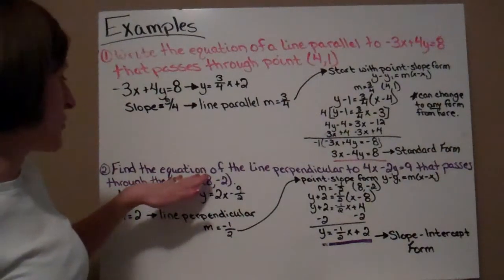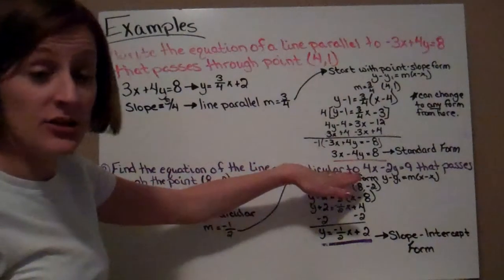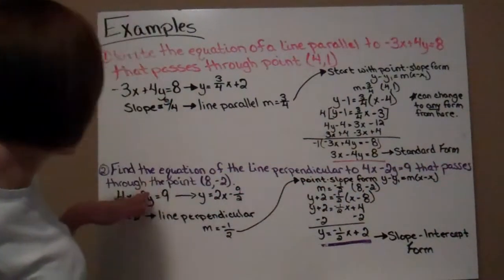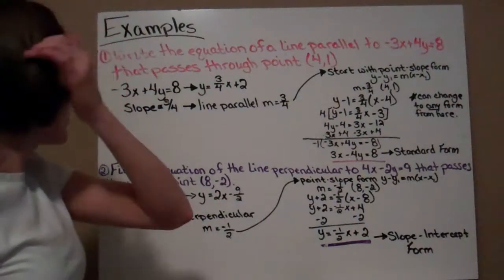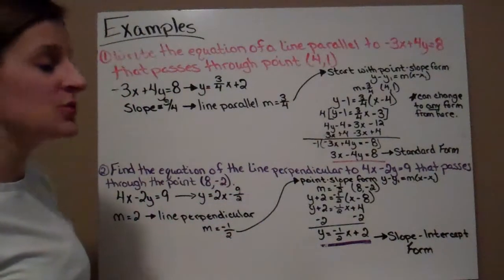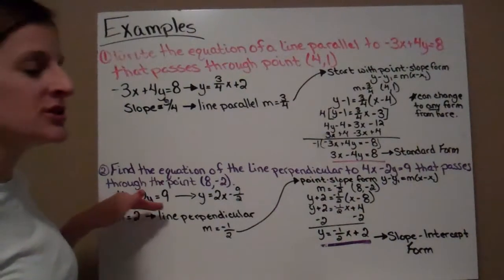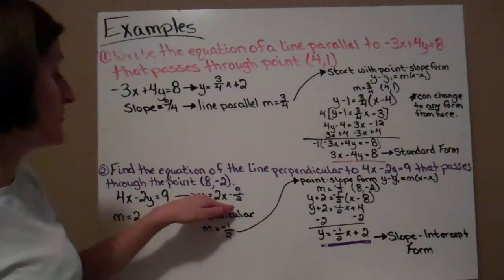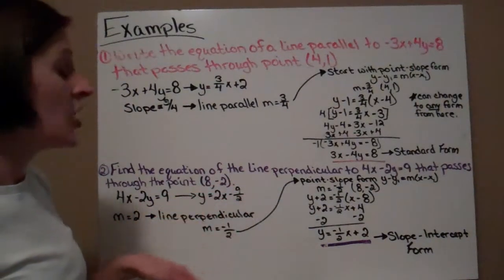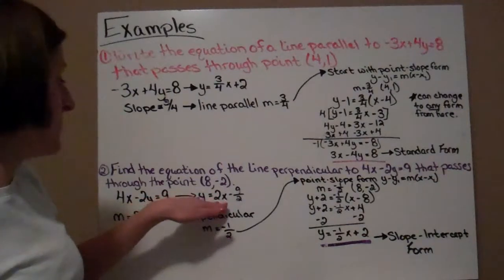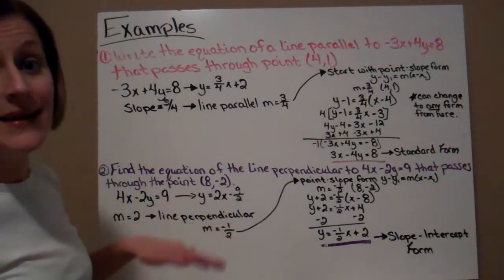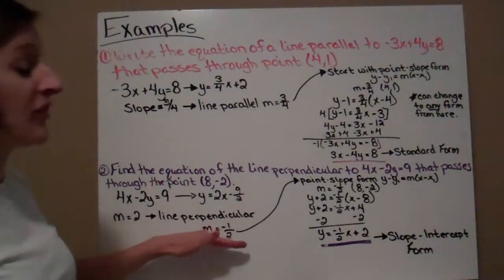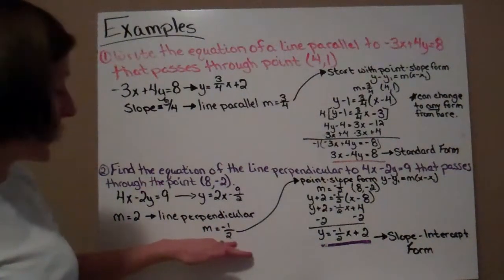Alright, let's look at the equation of the line perpendicular to 4x minus 2y equals 9 that passes through the point (8, negative 2). Okay, again, the first thing I need to do is find the slope of this equation. So I'm going to put it in slope-intercept form, which is y equals 2x minus 9/2. Okay, now, my slope of this line is 2. I need a line that is perpendicular. That means negative reciprocal. So the negative reciprocal of 2 is negative 1/2.